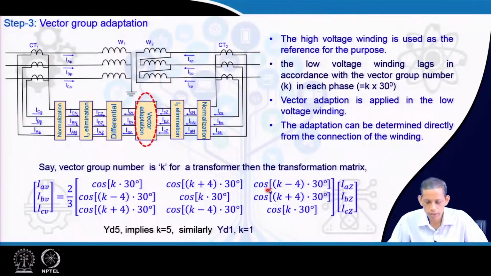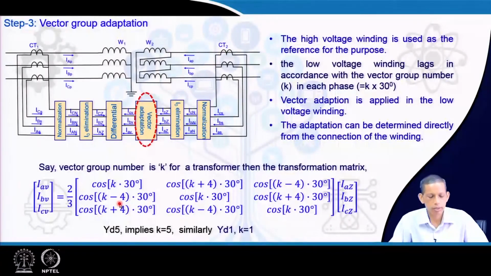Again, if you look at the matrix, the k minus 4 into 30 term comes here, k into 30 here, then k plus 4 into 30 and k plus 4 into 30, k minus 4 into 30 and k into 30 degrees. The sole purpose is to orient the corresponding IA, IB, IC with respect to the high voltage winding, and we obtain that vector group adaptation from this.